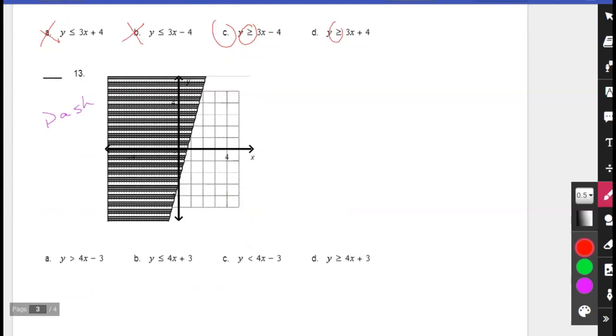This is a dashed line. So it has to be this one or this one, and not those two. When we have 4x minus 3 for both of these, are we shading above the line or below the line? We are above it, not below it. So since we are above it, it is greater than. So there is your answer of A.